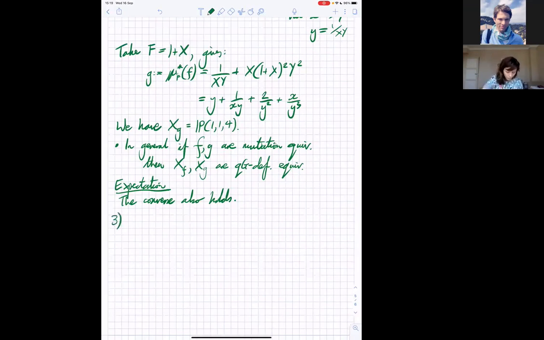So now let me introduce the star of the show, I guess, which is the rigid maximally mutable Laurent polynomials.